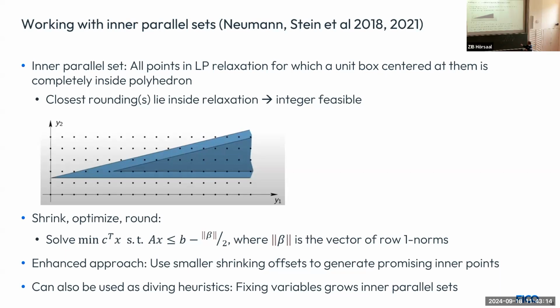More often than not, this inner parallel set MIP here will just be empty. And then you can't work with this. But if it's not, then there's an easy way from solving LP relaxation of this one to finding an integer feasible solution.